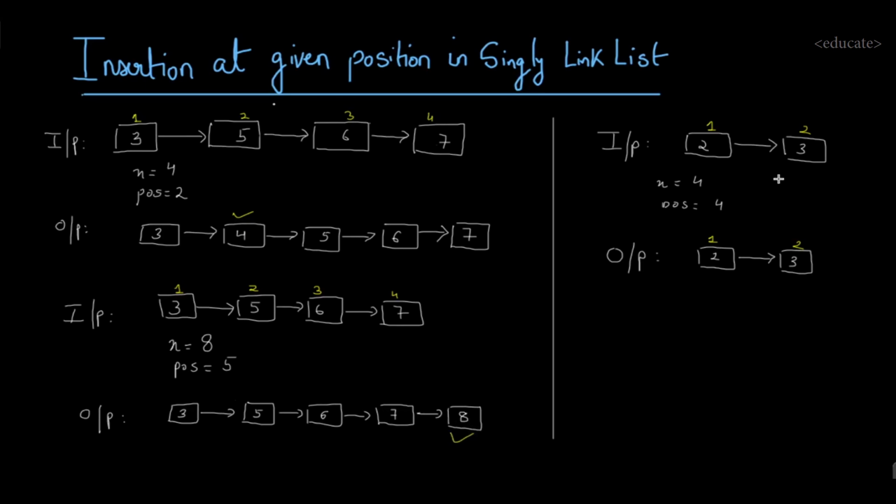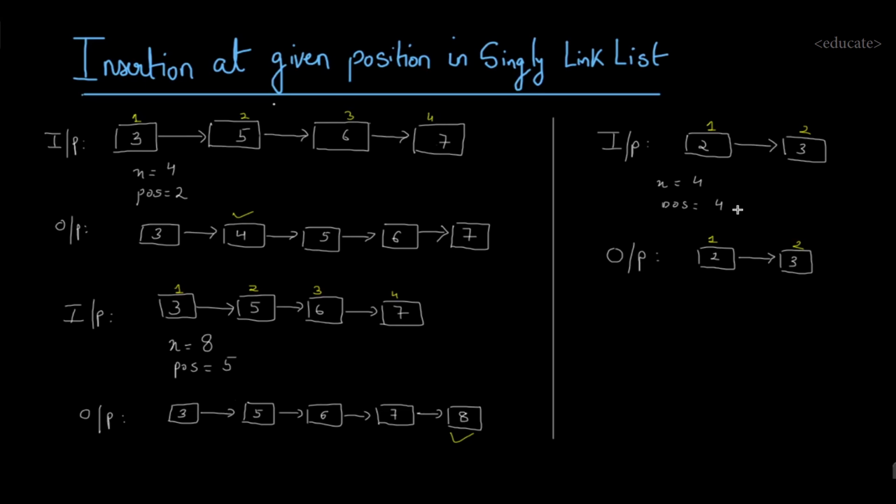Now let's see this example. User has given a position which is not a valid position. That is, position 4 is not a valid position. Reason being, we do not have the third position filled. So how can we have a node at fourth position? So in such cases, we do not need to make any changes in our linked list. If someone gives a position which is beyond current size plus 1, then we do not insert anything or modify the linked list.